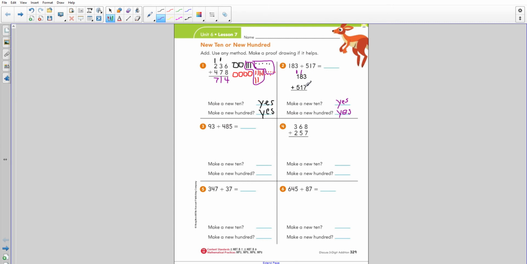Now if I add mine, 3 plus 7 is 10. The only number that goes in this digit place is a 0. 1 plus 8 is 9, and 1 more is 10. The only number that goes in the tens digit is a 0. Here's my 1. 1 plus 1 is 2, and 2 plus 5 is 7.